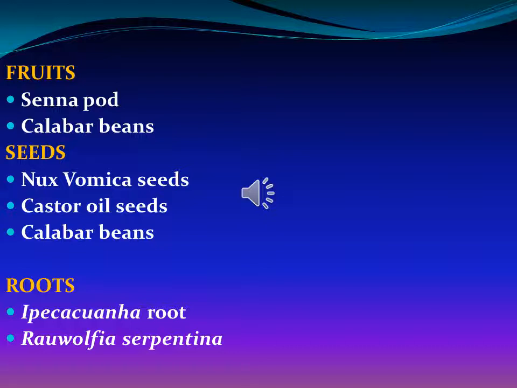The roots. Ipecacuanha root gives emetine, which is used to induce vomiting, as in accidental poisoning. It also has amoebicidal properties. Rauwolfia serpentina gives reserpine, a hypotensive agent. Reserpine was used for hypotensive treatment in the past.